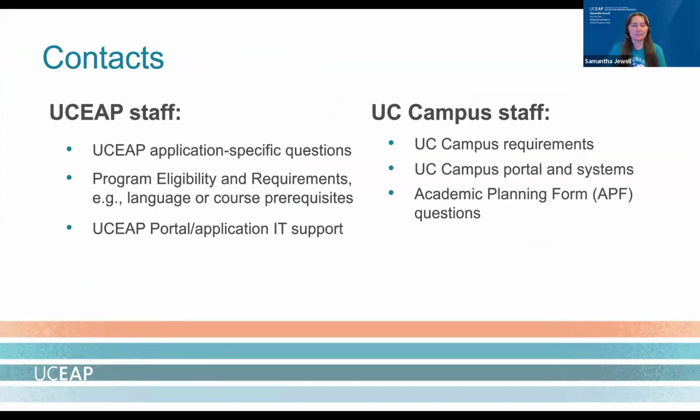You can also contact us for any UCEAP application portal issues, so IT issues. For whatever reason, you can't open an application or you can't submit it. It might be that the program is either full or not accepting applications. It also might be a portal issue. You can always reach out to us and ask for clarification. You can contact your campus staff on your home UC campus with questions about your UC campus requirements, your campus portal and systems, and your academic planning form, if your campus requires this.